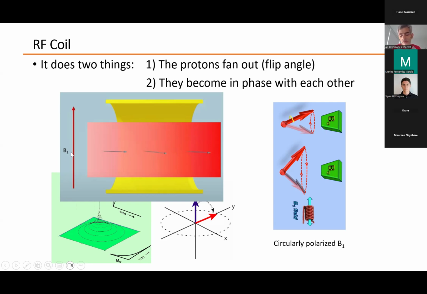When the B1 field is applied, two things happen. One, the protons start to fan out. By fan out, I mean that the flip angle, the angle between the proton axis and the B0 field, starts to increase. And the longer we apply the B1 field, the greater the flip angle becomes. And the second thing is that these protons become in phase. They precess in the same direction with the same phase.